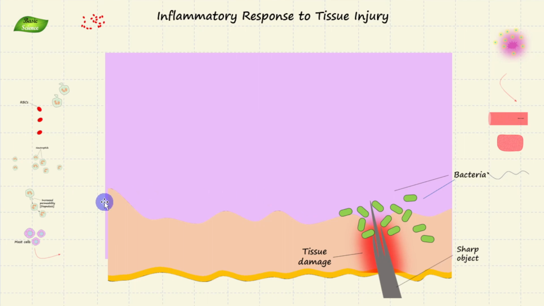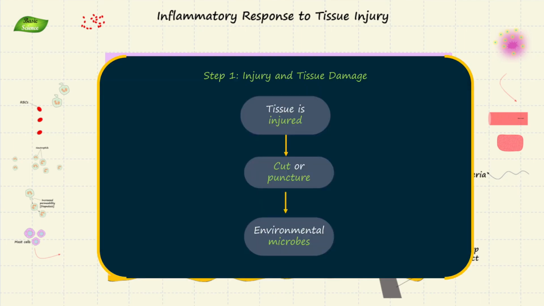We'll start with step one. So in step one, what is happening? In step one, tissue injury and tissue damage is happening. When tissue injury happens because of a cut or because of a puncture of the skin, the mucosal barrier or any other barrier that is present is compromised. That will cause the exposure to environmental microbes, and that will lead to the induction of the innate and the adaptive immune response. So in this one, what are the key events that are happening?